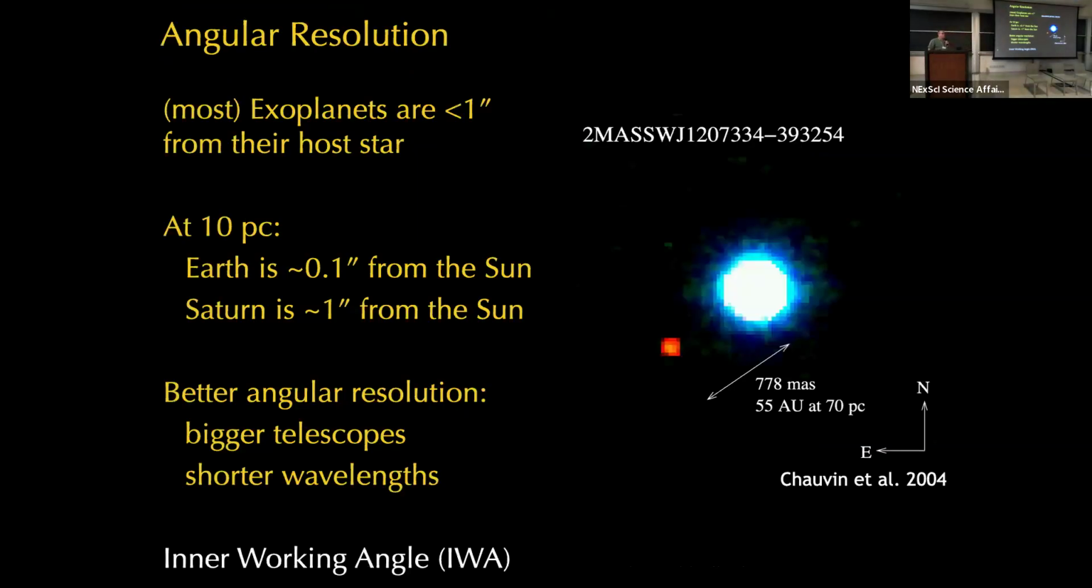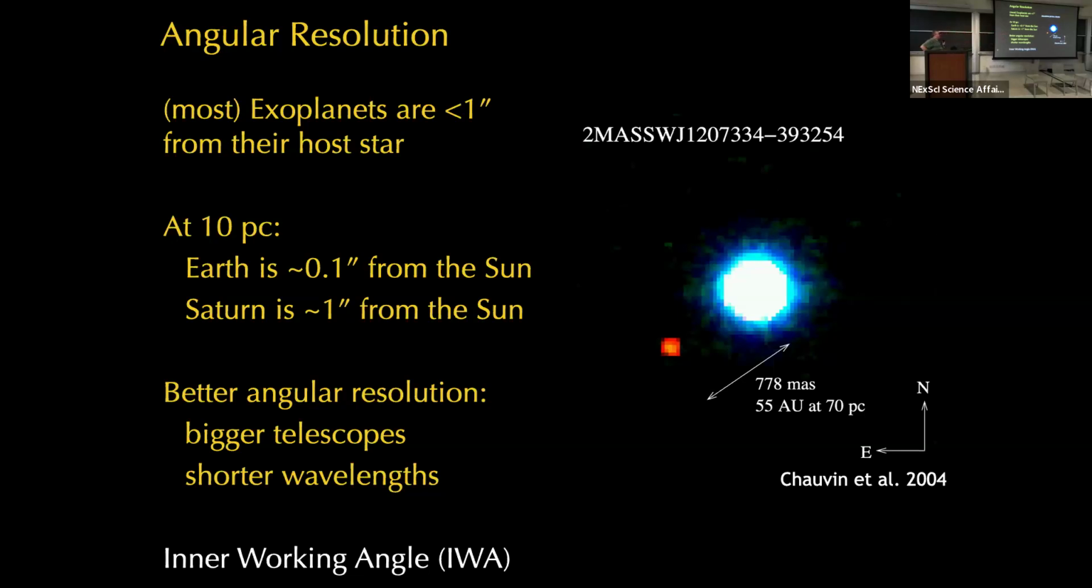Okay, so that's point one, contrast. You're looking for something that's very faint next to something that's very, very bright. Point two is angular resolution. You want to be able to see something that's really, really close to the star. Most exoplanets are less than 1 arcsecond away from their star. The usual analogy I like is if you take a coin out of your pocket and hold that coin 1 mile away, the width of that coin is 1 arcsecond.